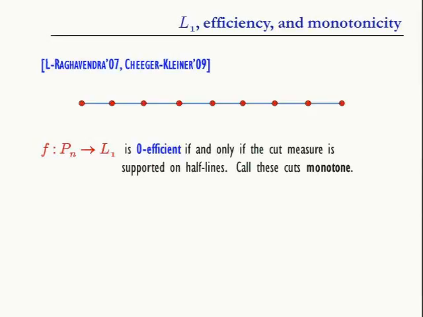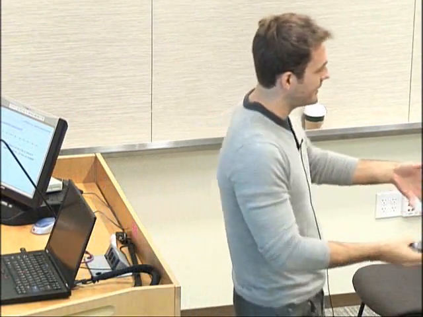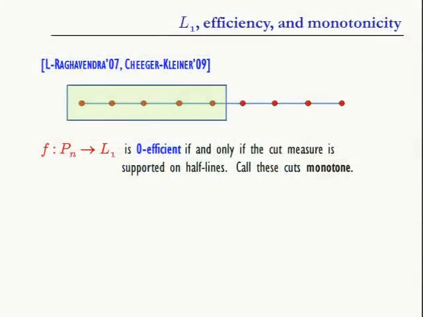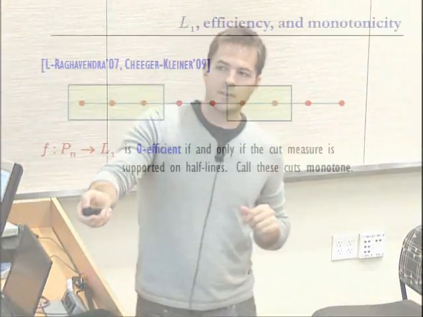But here's the idea. If we take a map from the path into L1, remember, this just means that we take a cut measure on the path, and the distance between points is the measure of cuts that separate them. Then I claim this map is 0 efficient, so the triangle inequality holds exactly, if and only if the cut measure is concentrated on cuts which are half lines. So if and only if the only cuts that occur are half lines. Okay? So this is a good cut, this is a bad cut.